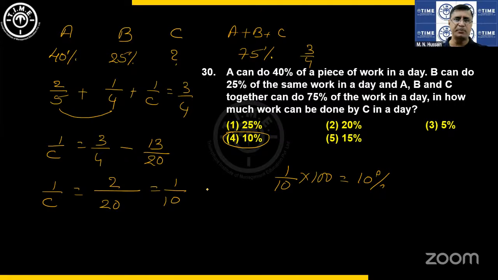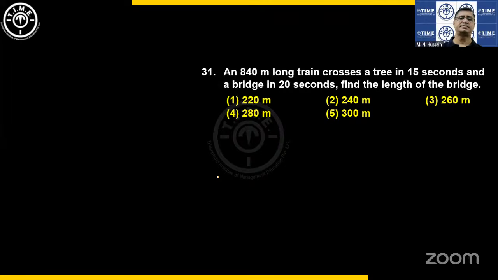Now look at the next example on your screen. An 840-meter long train crosses a tree in 15 seconds and a bridge in 20 seconds. Find the length of the bridge. So the 840-meter long train is crossing a bridge. So what is the distance? Sum of the length of the train and the bridge.